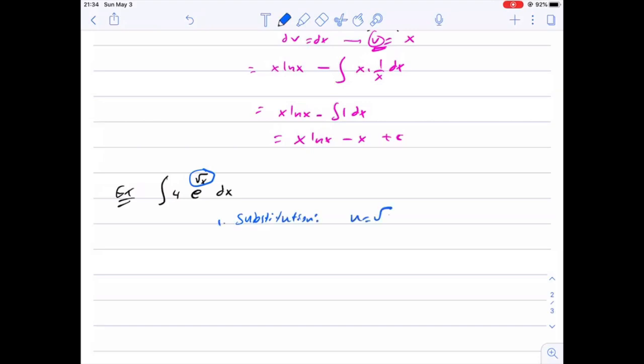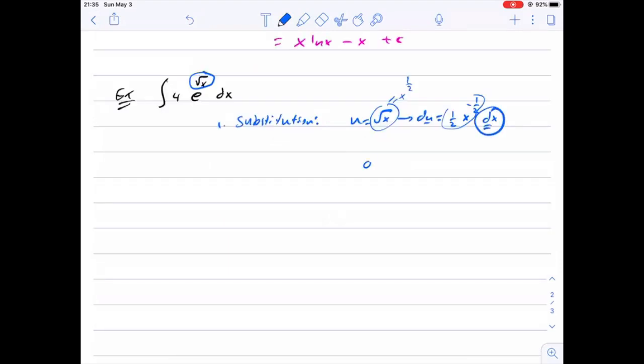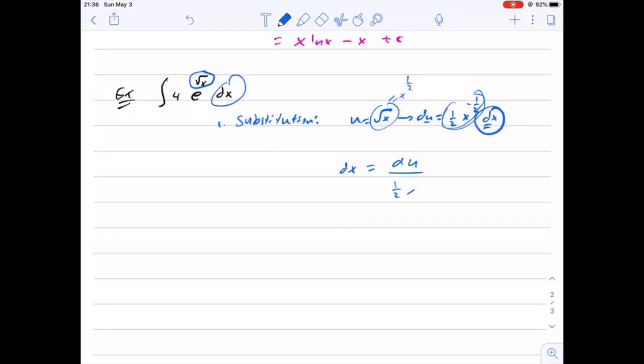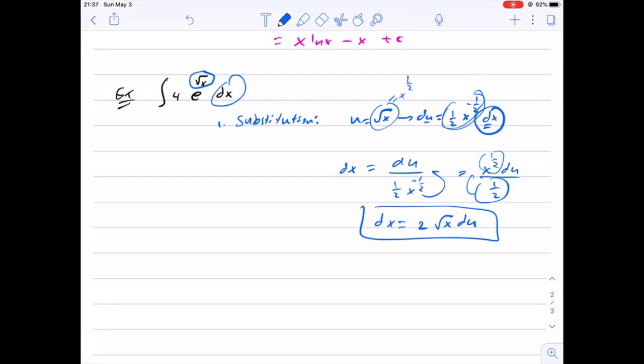Let u be square root x, then du is, now square root x is x to 1/2. What is the derivative of this? It's 1/2 x to 1/2 minus 1, which is negative 1/2. We want to find dx. So dx is du over 1/2 x to negative 1/2. We can bring this up here. It becomes x to 1/2 du over 1/2. And we flip the denominator, we get 2 x to 1/2, which is square root x, du. So this is dx.